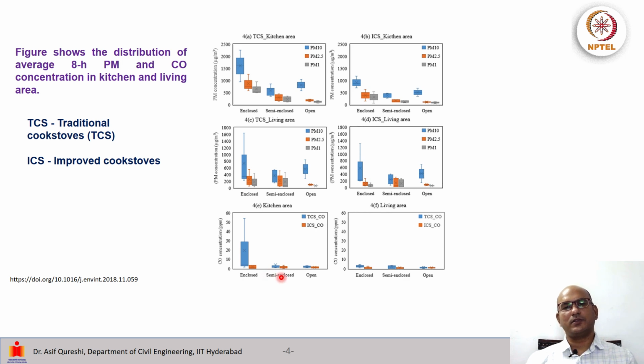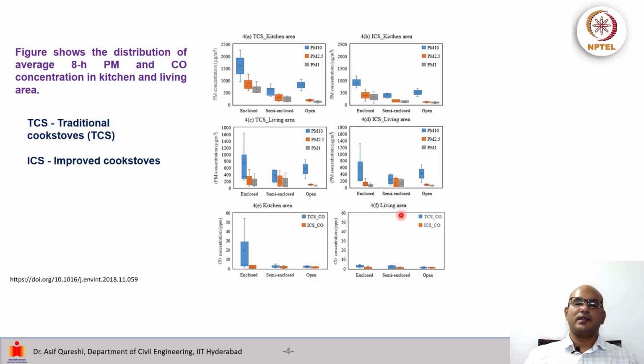In the semi-enclosed kitchen, the change in traditional to improved cook stove only somewhat decreases the CO concentrations because it is already diluted. And same goes for open. There is minimal impact in CO concentration or a very low impact in CO concentration when one changes traditional to improved cook stoves, because anyways the air was cleaner. It was an open air kitchen.